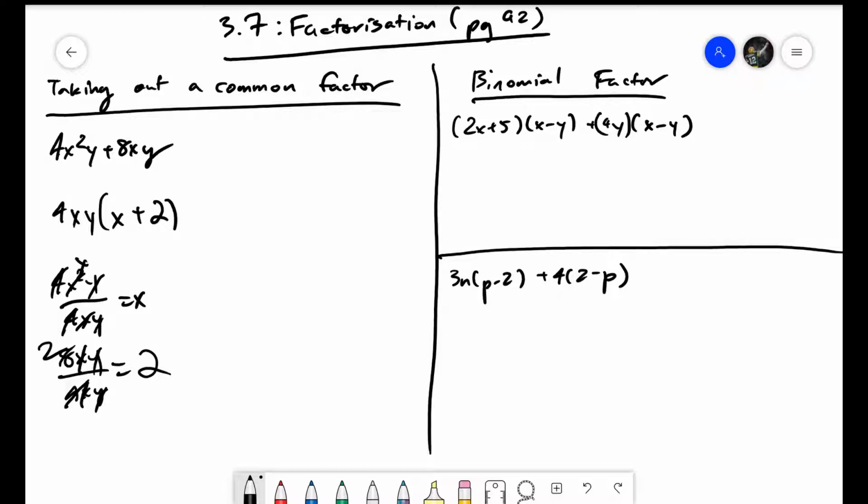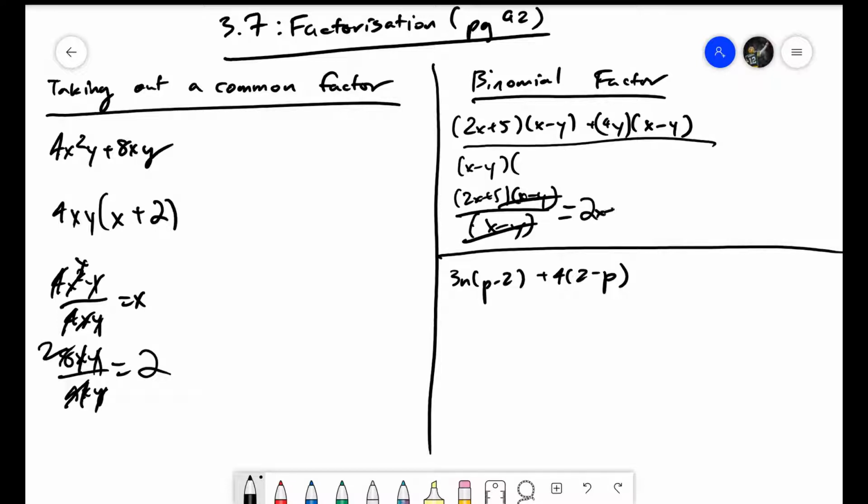Now you can do the same thing with a binomial factor. In this example here, we have 2x plus 5 times x minus y plus 4y times x minus y. If you take out an x minus y from both terms, you get x minus y times, if you divide 2x plus 5 times x minus y by x minus y, you can cancel out the x minus y's and you get 2x plus 5.